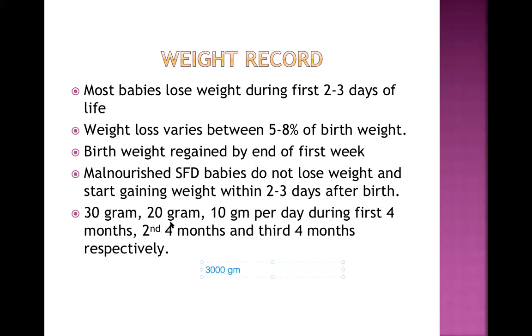And the normal rate of weight gain is 30 gram, 20 gram, 10 gram per day during the first 4 months, second 4 months, and third 4 months respectively. Nobody is going to ask you in this much detail, but for the first 3 to 4 months, it is 30 gram per day. Don't forget that. Some exercises will be asked to you from this simple statement.